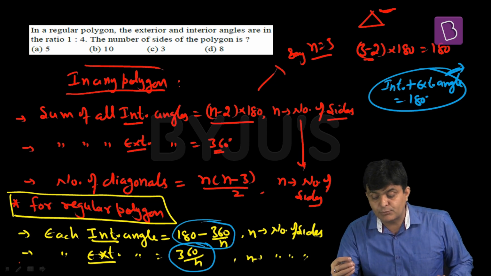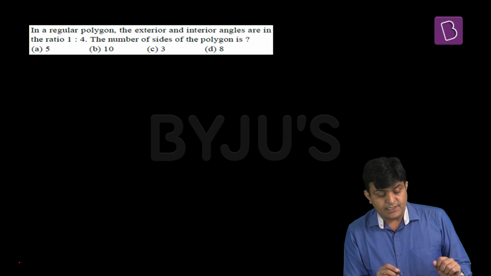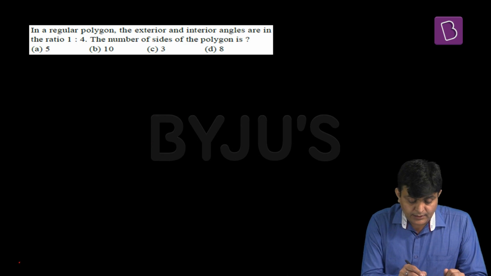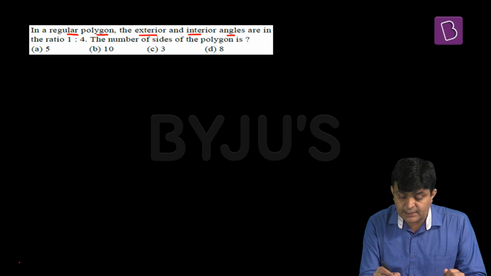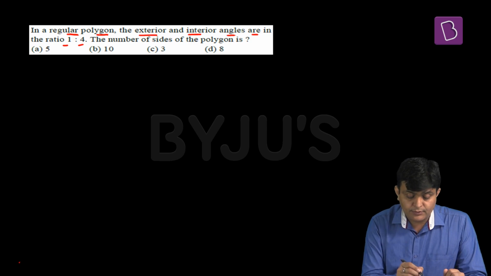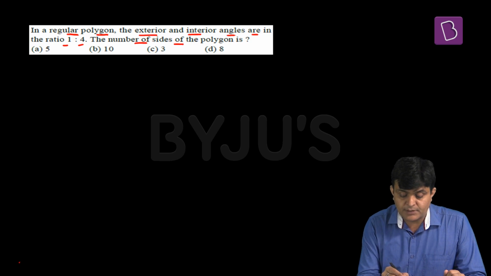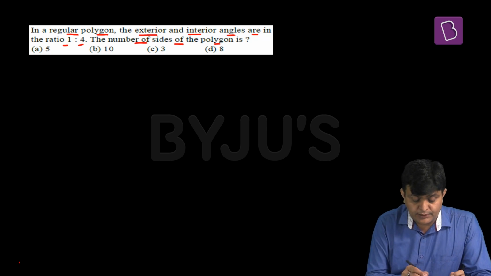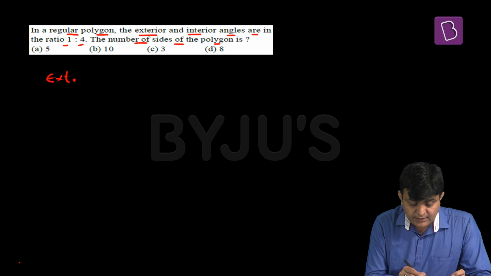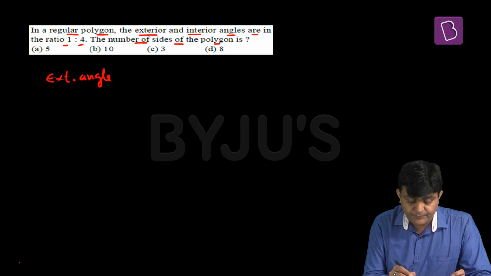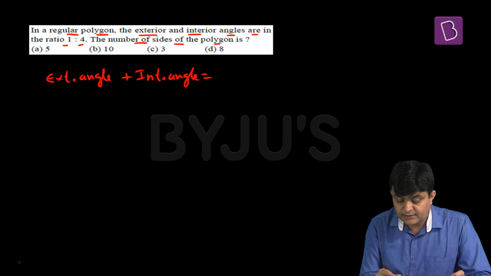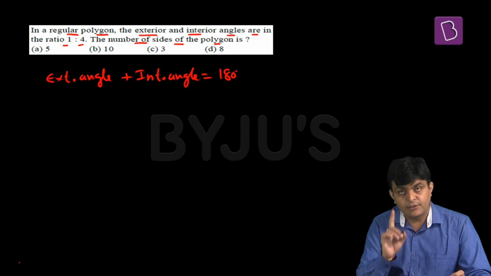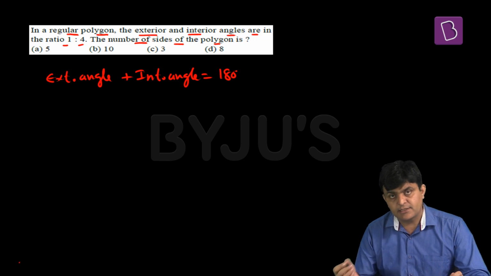ये सब प्रकार के polygon में होता है. Now start with this example. In a regular polygon, the exterior and interior angles are in the ratio 1:4. The number of sides of the polygon is? Okay, exterior angle plus interior angle is 180. It is always so in regular as well as irregular polygons.